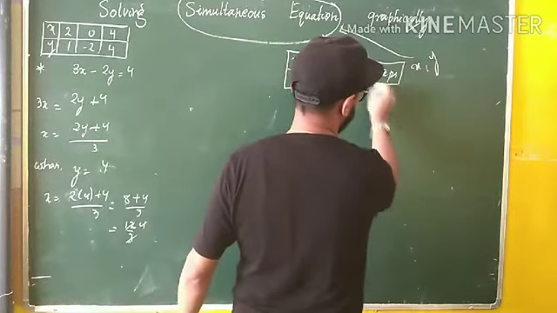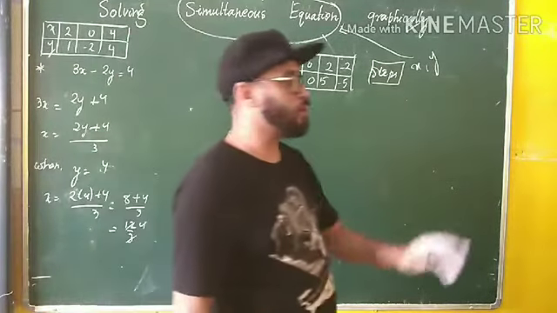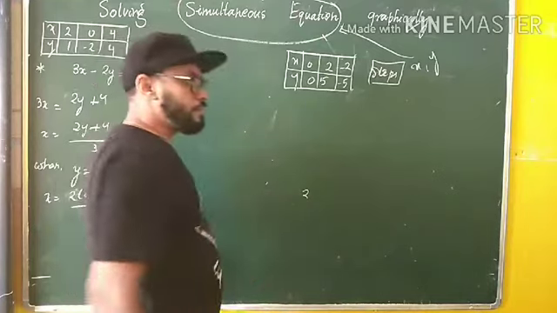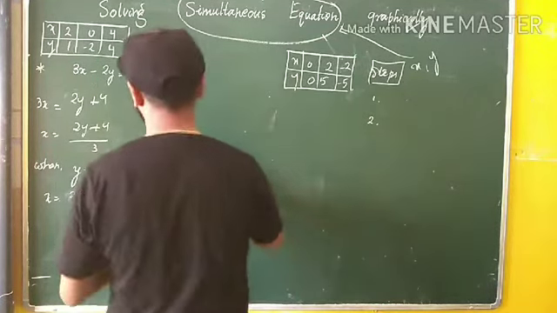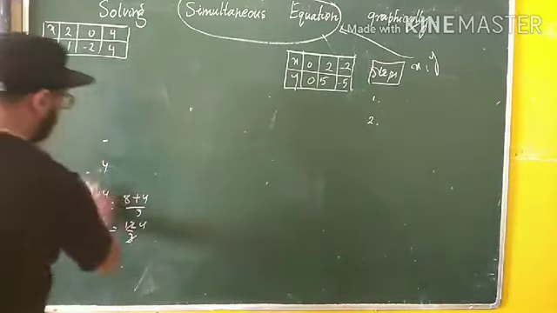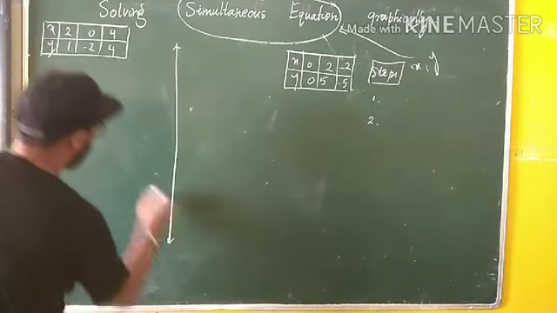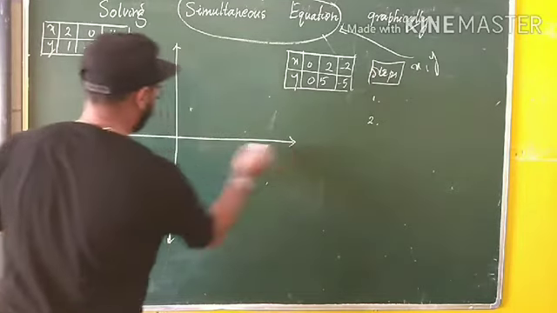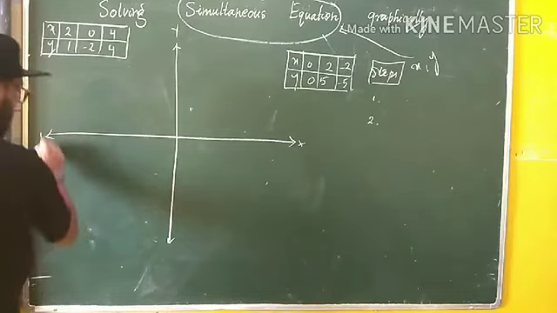First step is we'll find 3 coordinates for each of the linear equations. Okay. And second step, we'll plot this on the graph paper. So let's do it. So this is your x, y, x dash, y dash.